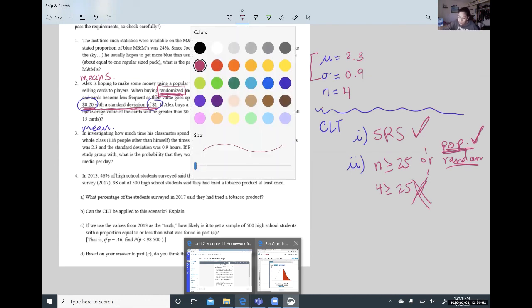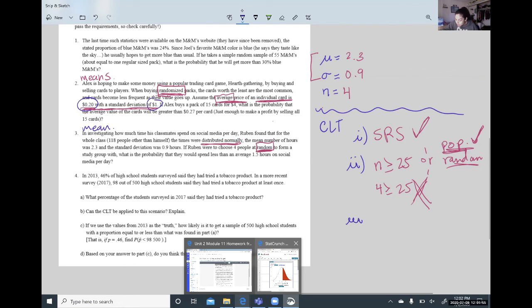And then the third requirement was that capital N is greater than or equal to 10 times little n. Little n is 4, so capital N must be greater than or equal to 40. What are we talking about here? We're talking about people in the class. We have a total of 118 people. So is 118 greater than or equal to 40? It is, right? So we have satisfied all 3 requirements for the central limit theorem.